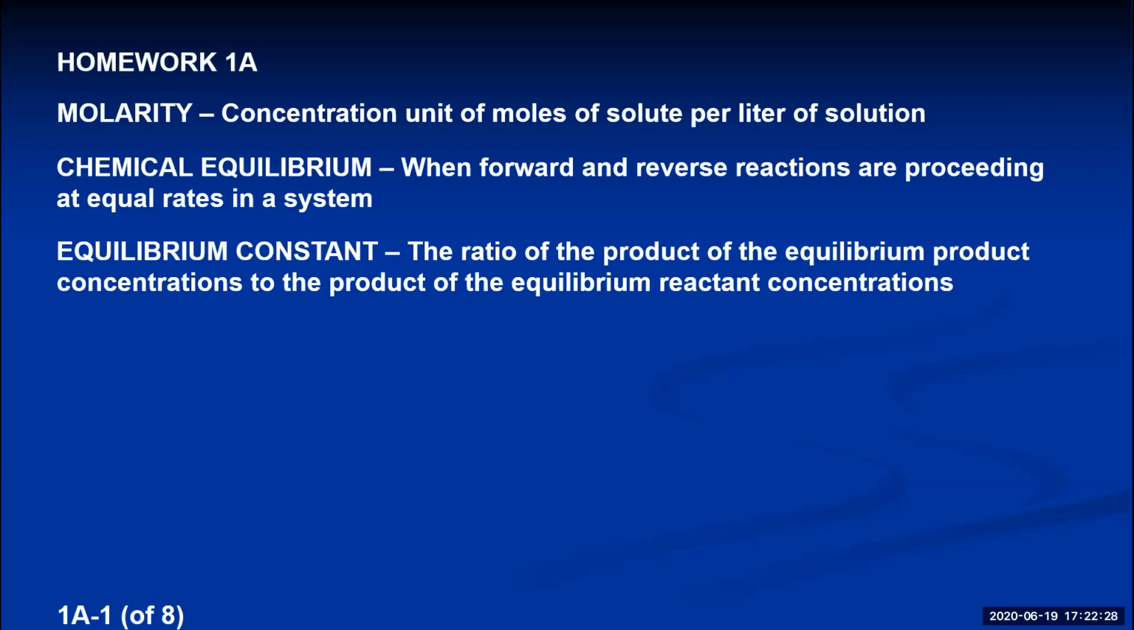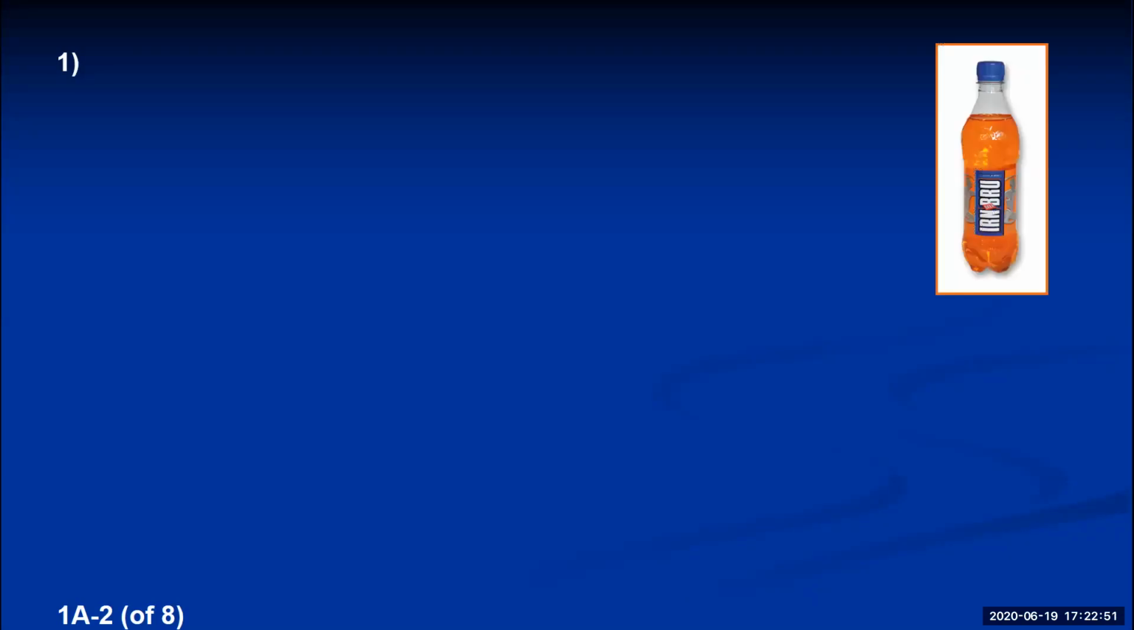Number 1, calculate the molarity of sucrose in urn brew if a 500 milliliter bottle of urn brew contains 52 grams of sucrose. If you want to calculate molarity, molarity is defined as moles of solute per liter of solution. The solute's what's dissolved, that's the sucrose. The solution is the mixture of the two combined. They said you had a bottle of urn brew that's 500 milliliters, that's the volume of the solution.